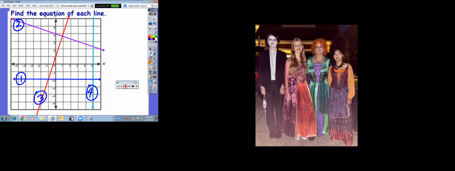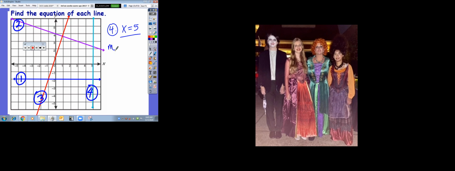Okay, and then the last one, the outlaw line, the one that doesn't follow any rules, the one that's not a function, the turquoise one. What's the equation of that weird turquoise line? X equals 5. That's why nothing about it is normal. It doesn't even have the letter y in it. It starts out with an x. It doesn't have a y-intercept. It doesn't have a slope.